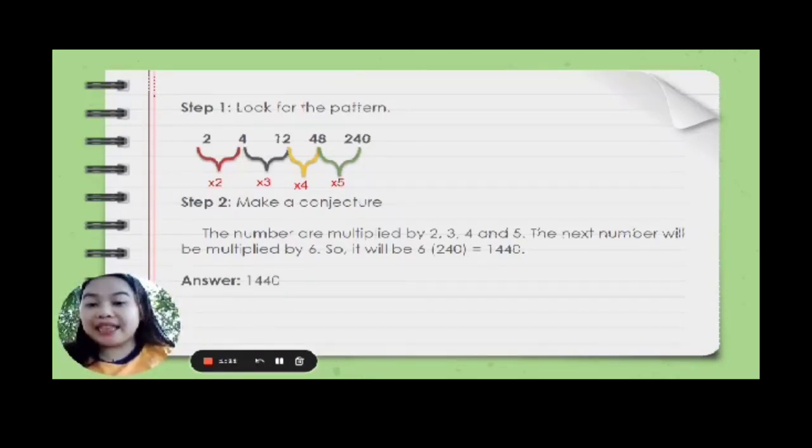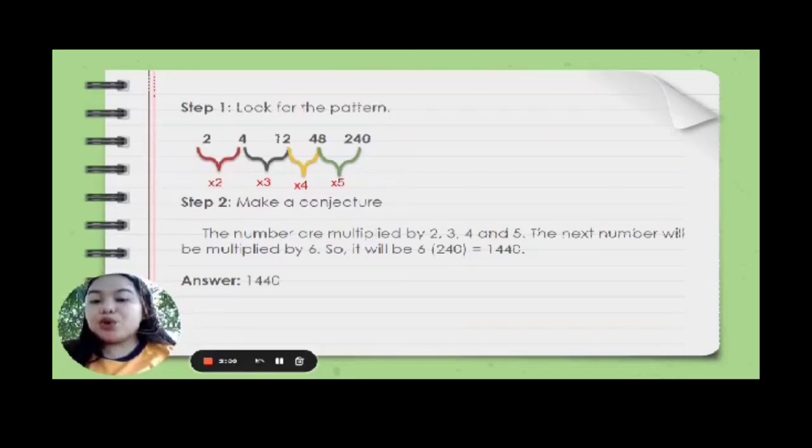Therefore, 48 is our fourth term. Then 48 times 5 is equal to 240. That is why 240 is our last term. So that is the pattern. Step 2, make a conjecture. So the numbers are multiplied by 2, 3, 4, and 5. The next number will be multiplied by 6.